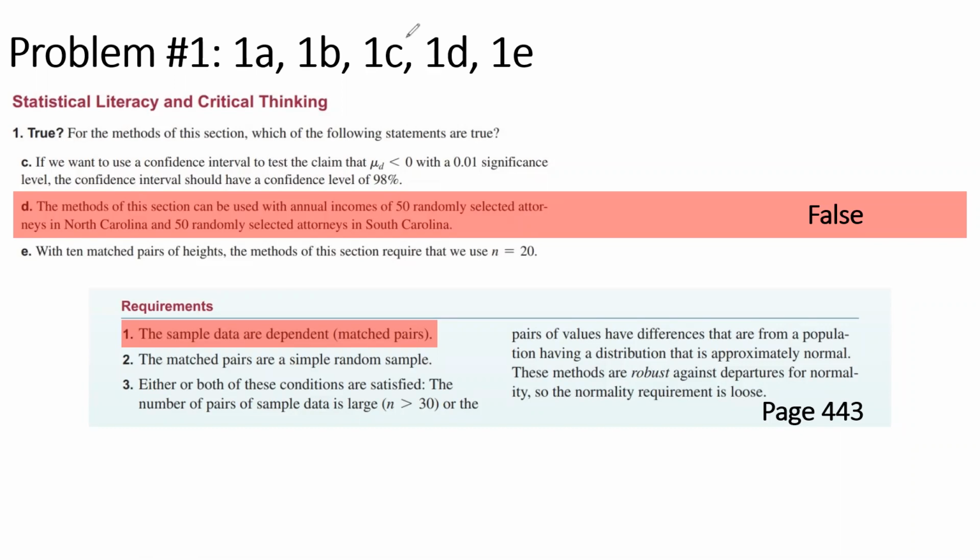Okay, so we're on D now. The methods of this section can be used with annual incomes of 50 randomly selected attorneys in North Carolina and 50 randomly selected attorneys in South Carolina. And the answer to this is not true. There is no relationship between the two, and since they are not matched pairs, and the requirements are that the sample data is dependent and they have to be matched pairs.